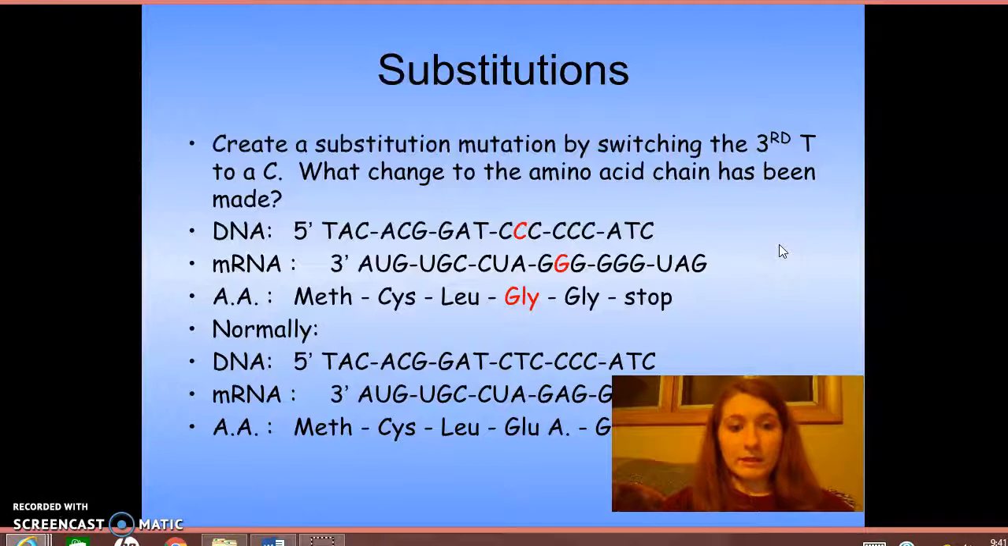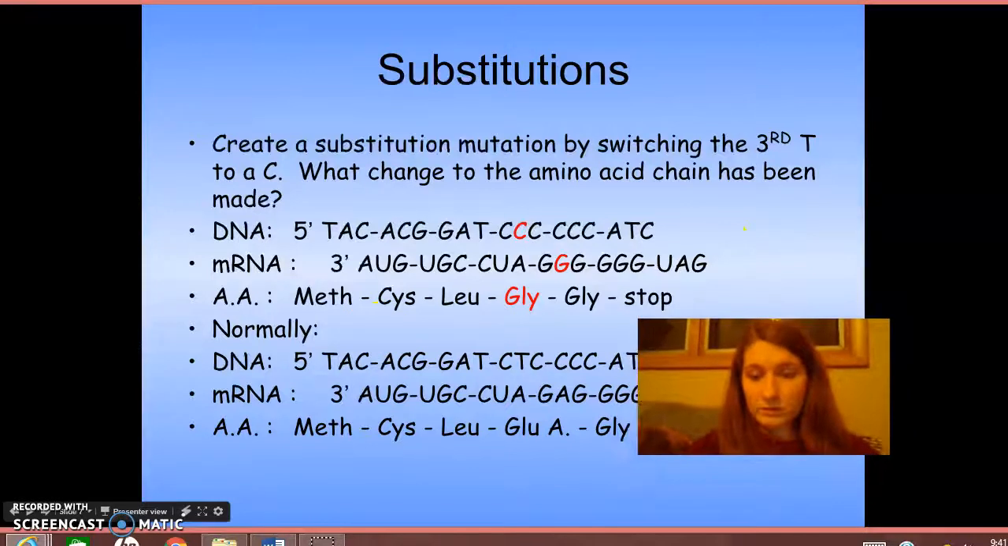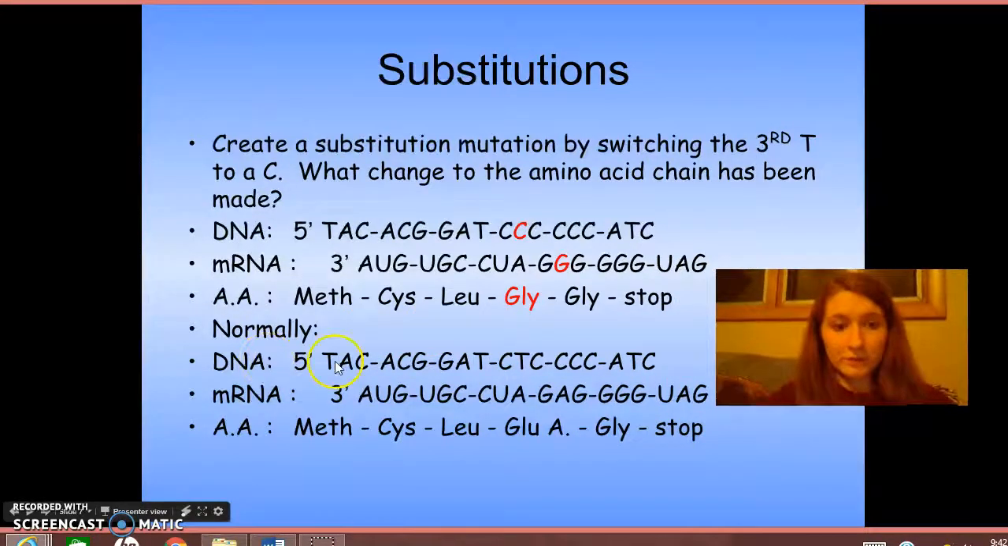Here's an example with an actual DNA and mRNA sequence. So here's the normal sequence down here. And then if you look up here, this T is substituted with a C, which then changes the mRNA sequence. Instead of it being TA, it is CG, and then which affects the amino acid that is added. It is glycine is added instead of glutamic acid, so the protein is then therefore changed.